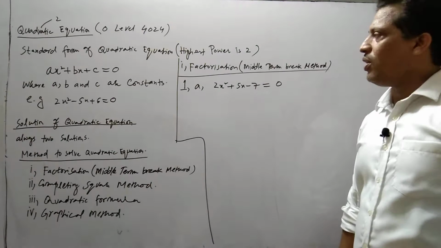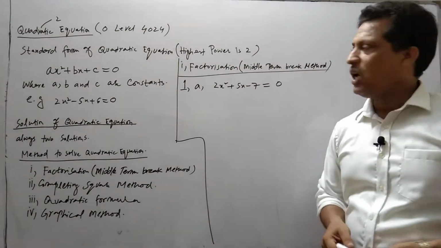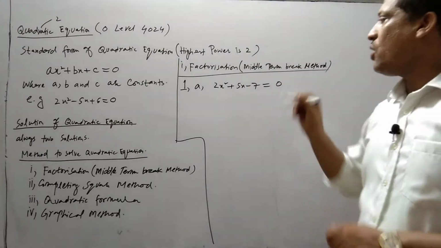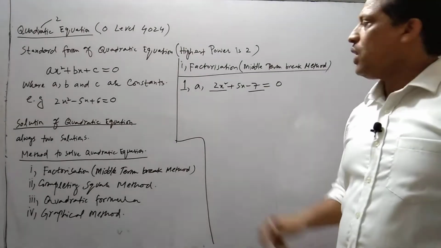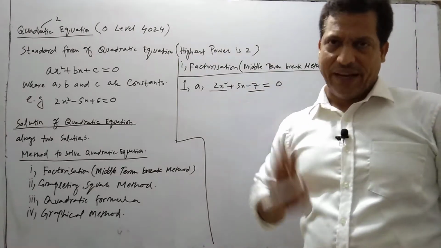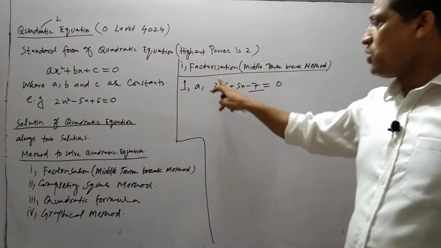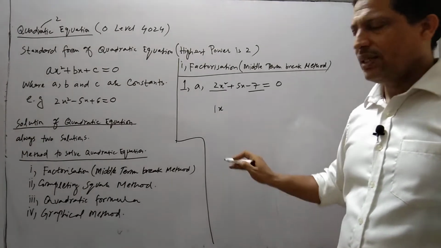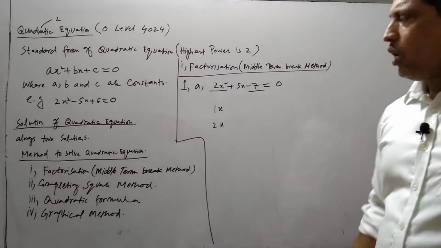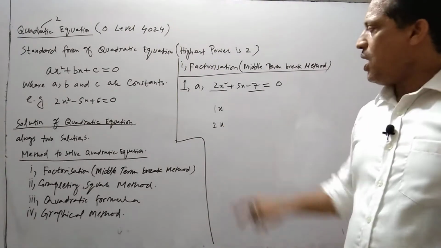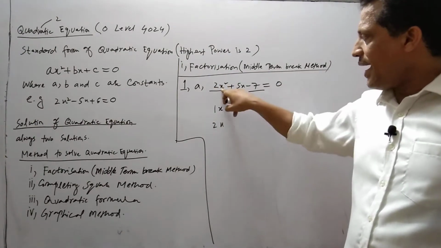Now we are going to apply the method of factorization. We call this method the middle term break method. What is the middle term break method? You have to focus on the first term and the last term. Forget the middle term for a while. Now this is 2x². You can break this 2x² into 1x and 2x, or you can write 2x and 1x. 1x into 2x, 1 two's are 2, x into x is x².